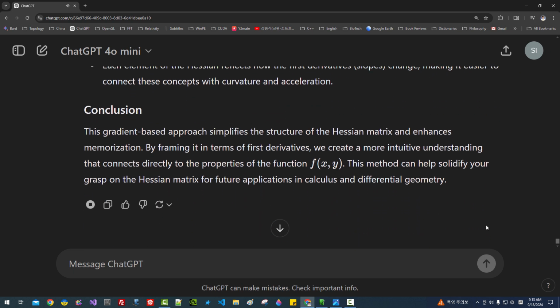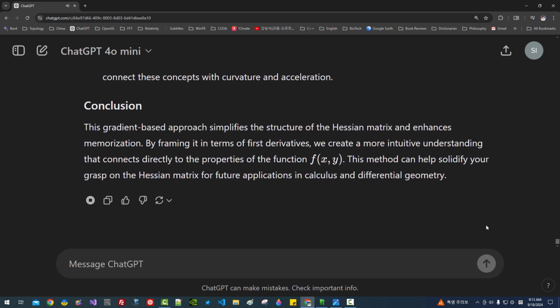Conclusion: this gradient-based approach simplifies the structure of the Hessian matrix and enhances memorization. By framing it in terms of first derivatives, we create a more intuitive understanding that connects directly to the properties of the function f(x, y). This method can help solidify your grasp on the Hessian matrix for future applications in calculus and differential geometry.